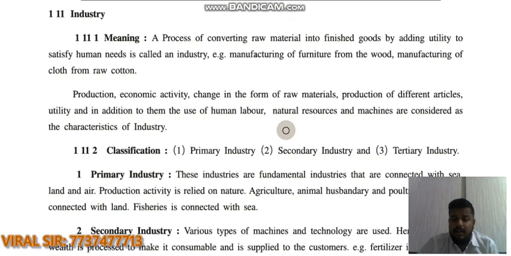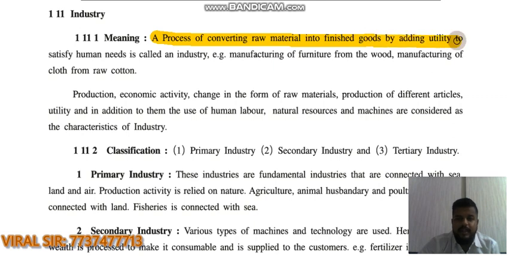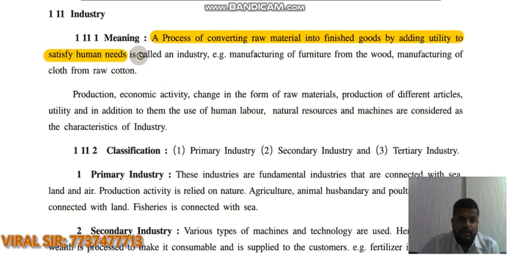Industry is very easy. Probably we have been coming across this industry topic since we were in 6th or 7th or 8th class. So what is industry? A process of converting raw materials into finished or semi-finished goods by adding utility to satisfy human needs is called an industry. Or we can say majorly industry means the manufacturing sector, processing sector, manufacturing of furniture from wood, manufacturing of clothes from raw cotton. So what is industry all about?